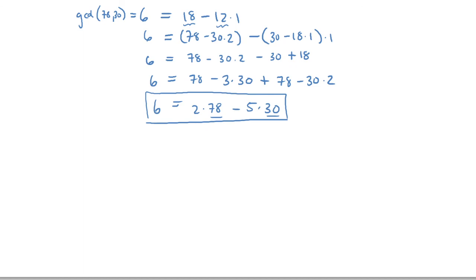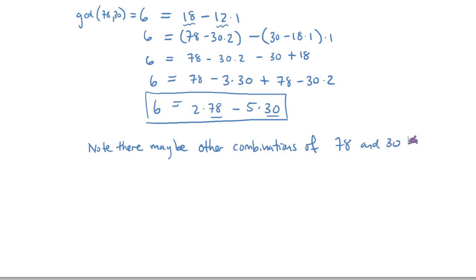Now, this solution method came from our Euclidean algorithm and the equations that we substituted in there. So this is a legitimate solution. Just note there may be other combinations of 78 and 30 to get the GCD.